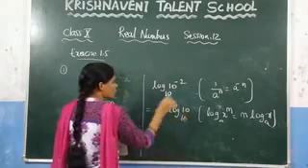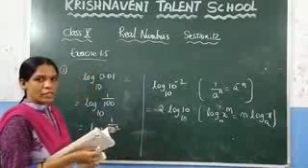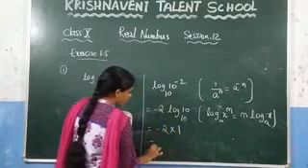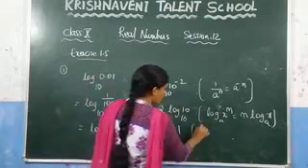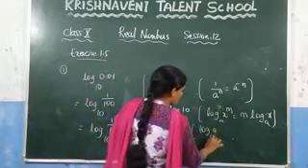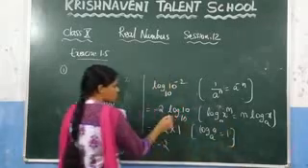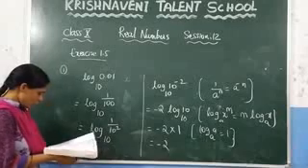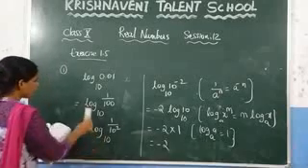Since these two values are equal, what's the value of that one? Log a to the base a, which is nothing but 1. So you get here minus 2 into 1, which is minus 2. Why? Because log a to the base a is always equal to 1. Now see the next question.